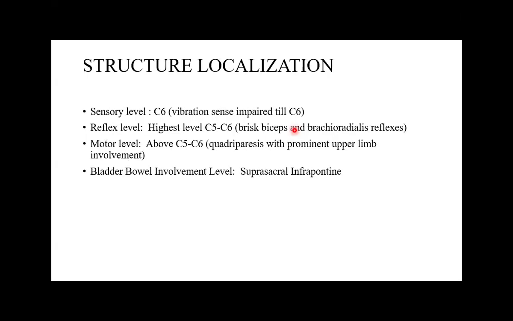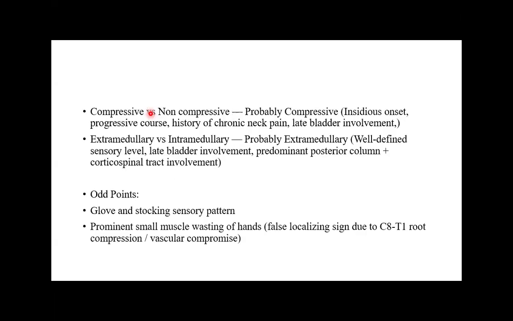Here we'll localize. The sensory level is C6, as there is vibration sense impaired till C6. And the reflex level we can take as the highest level because there are brisk reflexes in the upper limb also, so C5, C6 can be taken. Then the motor level, as there is prominent upper limb involvement, we can take above C5, C6. And bowel bladder, it is a suprasacral infrapontine bladder.